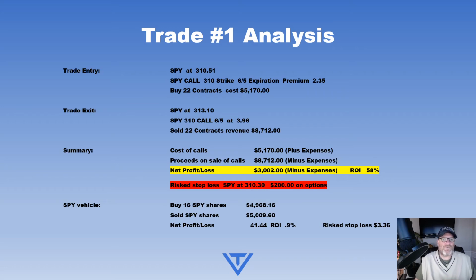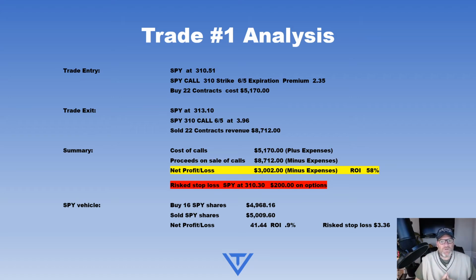We bought the SPY call, 310 strike price, with a 6/5 expiration. The premium was at $2.35. So let's look at that. Again, we talk about options being a contract, right? With a call, it's a fixed price. So that fixed buy price is what price? 310. That's what's known as the strike price.